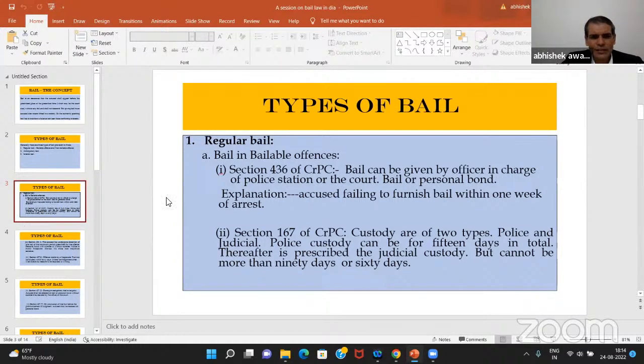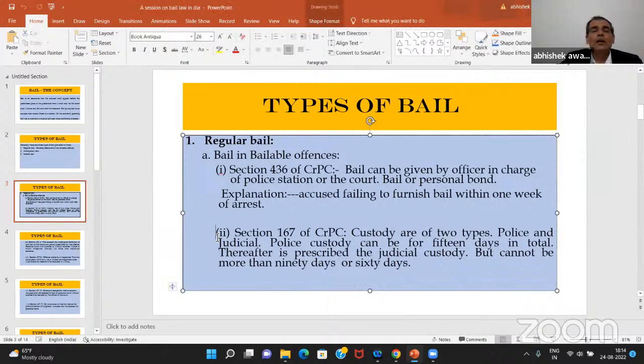Then comes Section 167. 167 is very important. It says that whenever a person is arrested, as you know, he has to be produced within 24 hours before the nearest magistrate. The nearest magistrate may or may not have jurisdiction to try the case. Whenever he is produced within 24 hours, and the court is of the opinion that reasonable grounds exist, it will commit him to custody. It may be judicial or police custody.